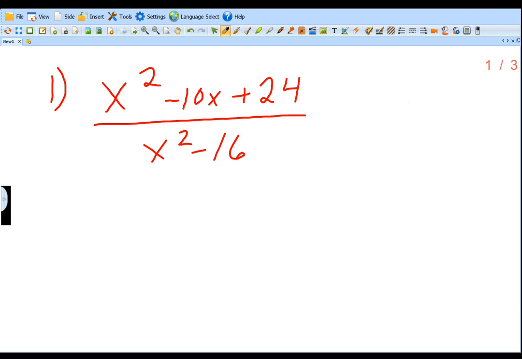So today we're going to go through three different examples of how to simplify rational expressions. A rational expression is a fraction where we have two separate expressions in the numerator and the denominator.